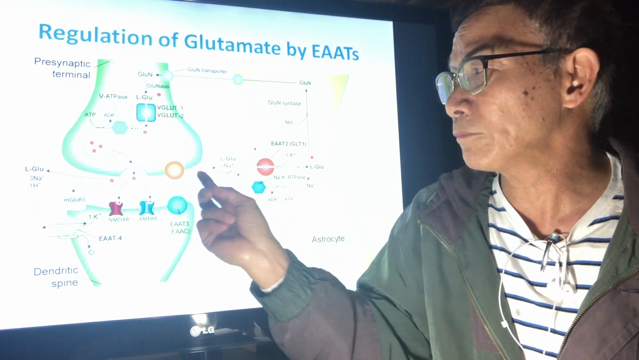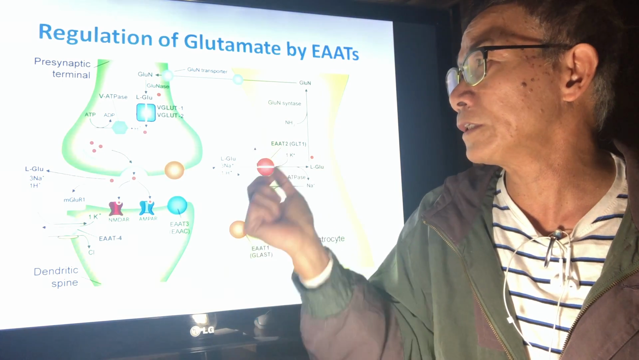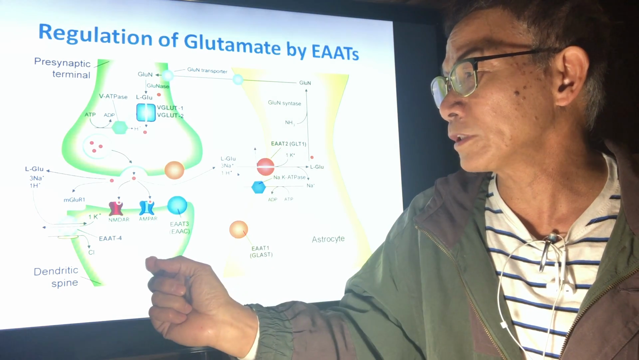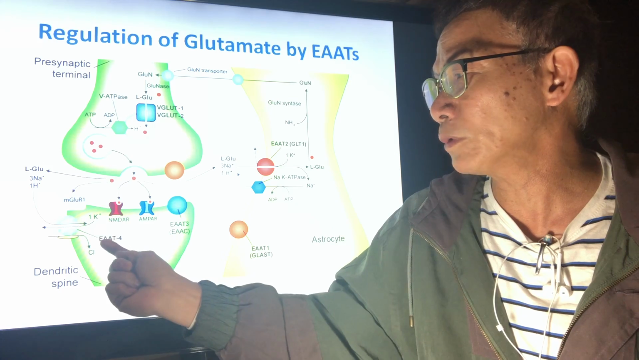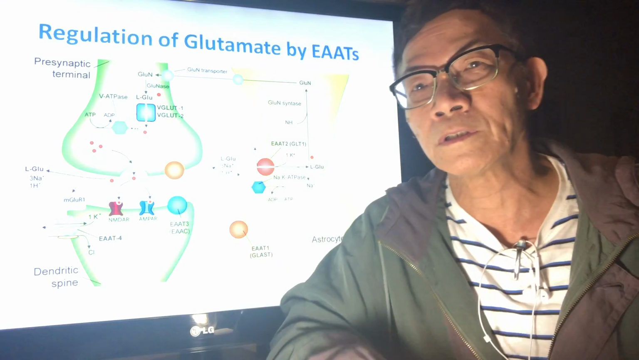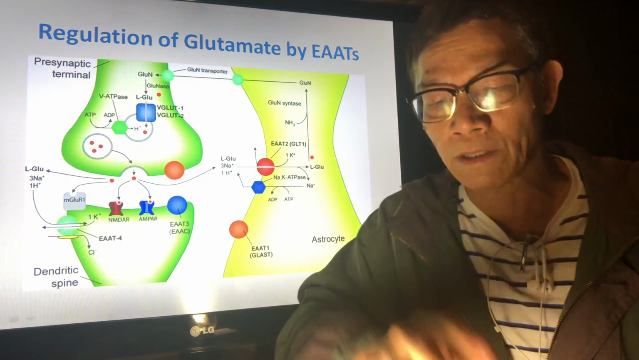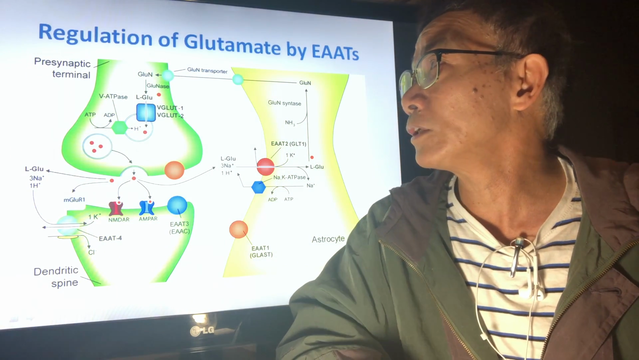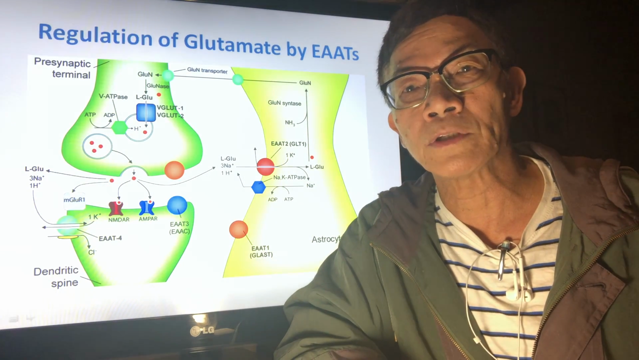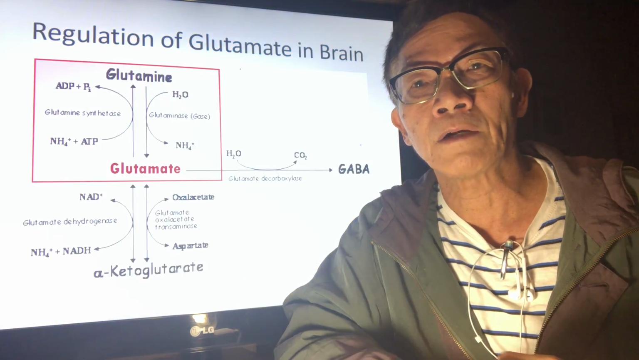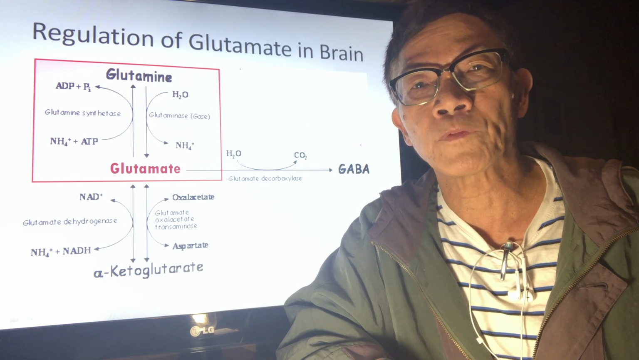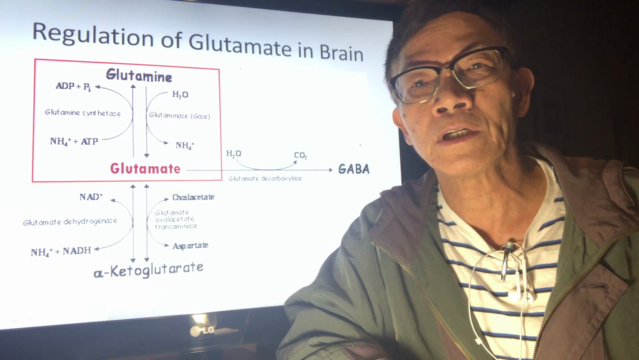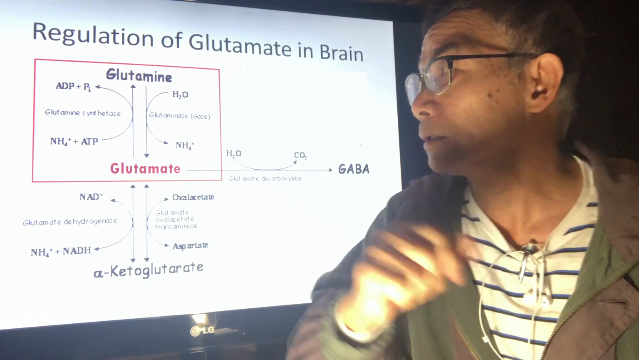In this diagram, the colored circles represent different EAA transporters. Recently, we found a new one, EAAT4. All of these are used to regulate the glutamate concentration. There are reactions to regulate the glutamate in brain.